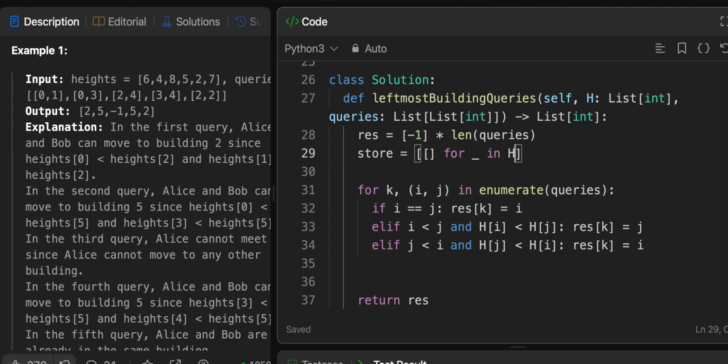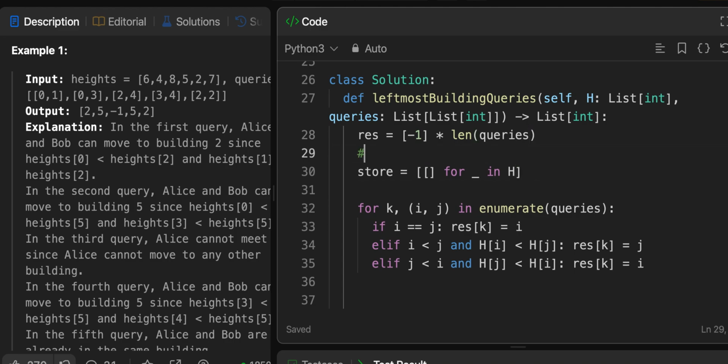This will be fine. So I'm going to set a store here. So this will store where queries must begin a search for a solution. Okay, so let's do that.